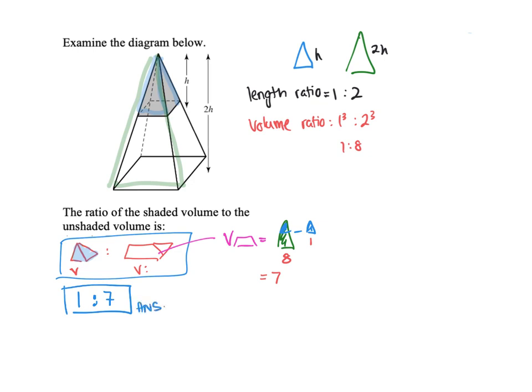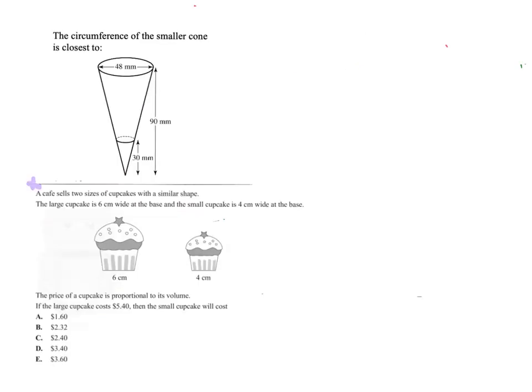That's the answer. Okay, so here in the question, they want the circumference of the smaller cone. So the circumference, remember the formula for circumference: the circumference of a circle is pi times d. So I'm using this formula because they're giving us the diameter in there. So they want the circumference of this little circle. So I need the diameter across here, that diameter.